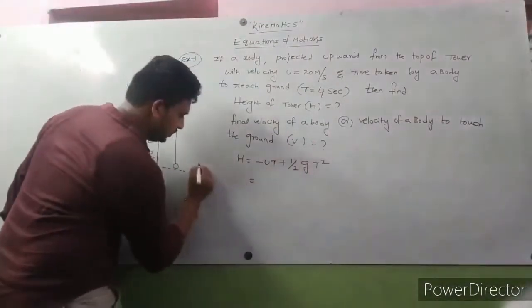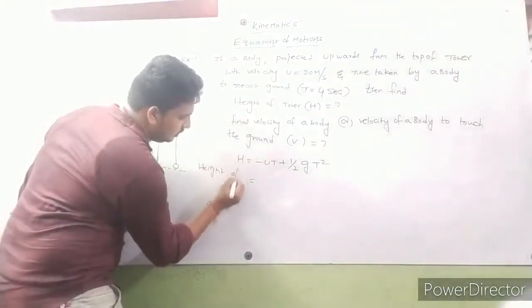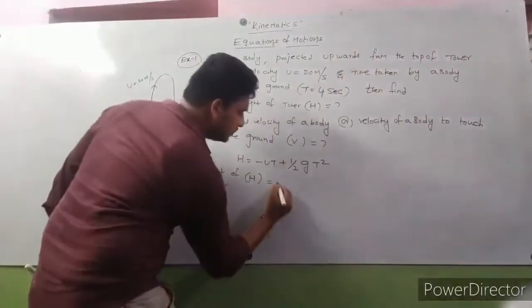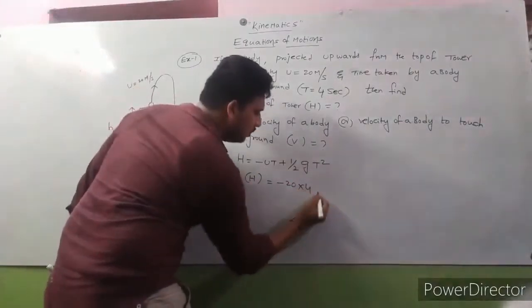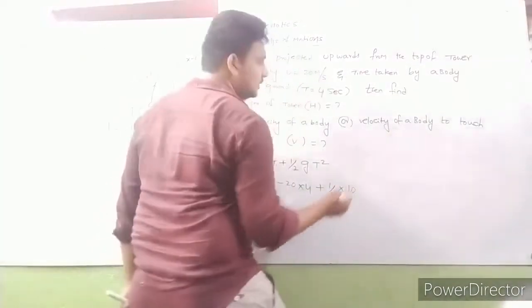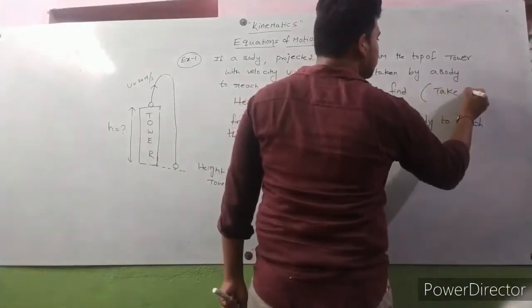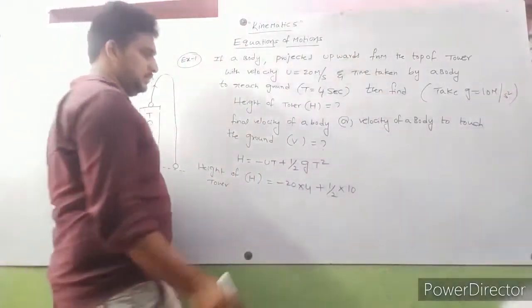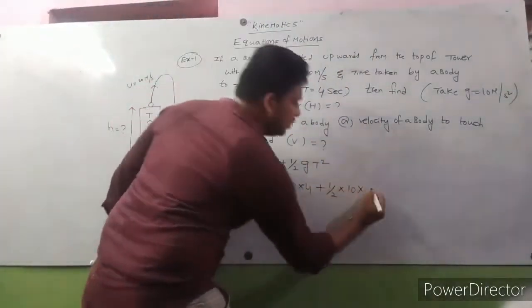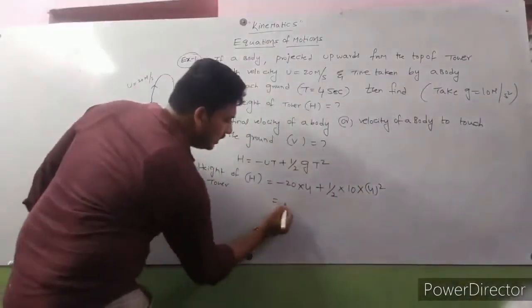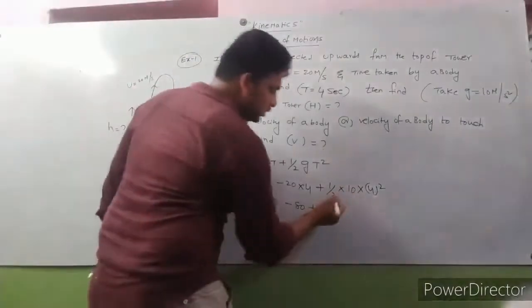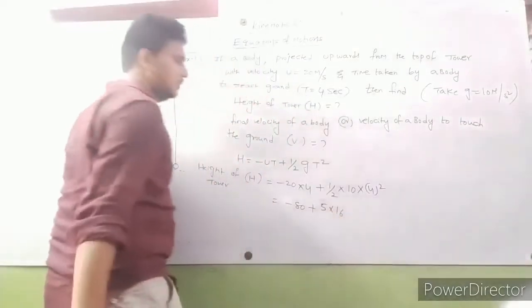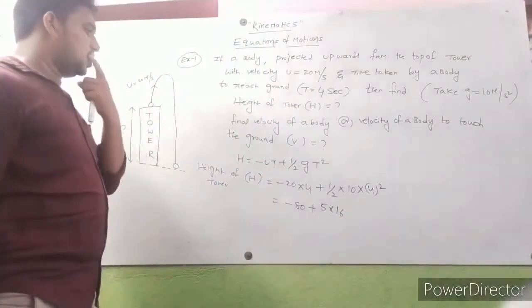Here h is equal to the height of the tower. h is equal to minus 20 into t value is 4, plus half into g value is 10. Take g is equal to 10 meter per second square. 10 into 4 square. From this minus 80. Okay, 2 into 5, 5 into 16.